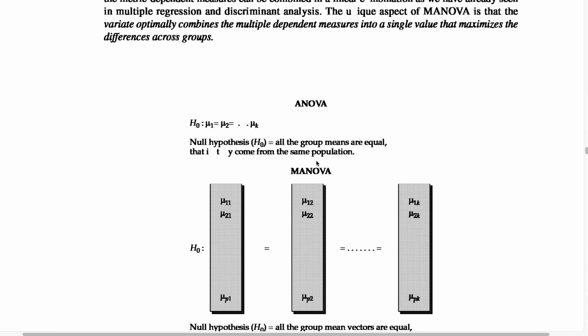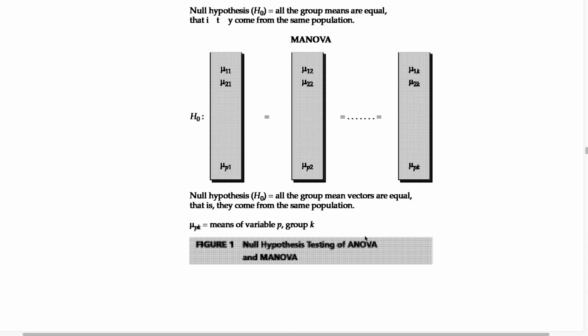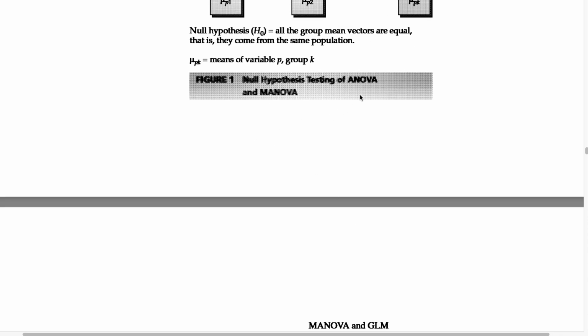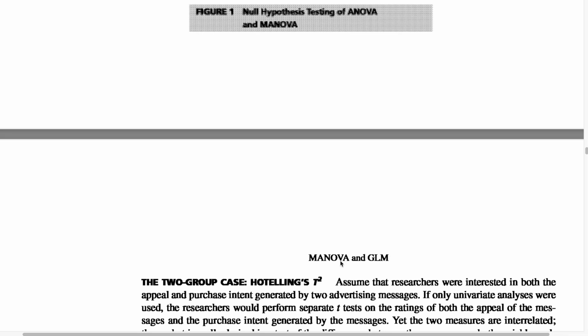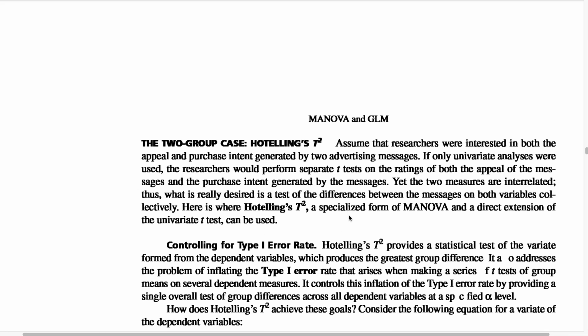Here is table 1 about ANOVA, the null hypothesis: all group means are equal, or from the same population. Null hypothesis testing of ANOVA and MANOVA. Let's talk about the two group case, Hotelling's T2. Assume the test researcher were interested in both the appeal and purchase intent generated by two advertising messages.